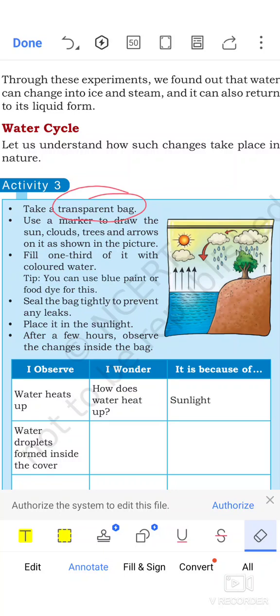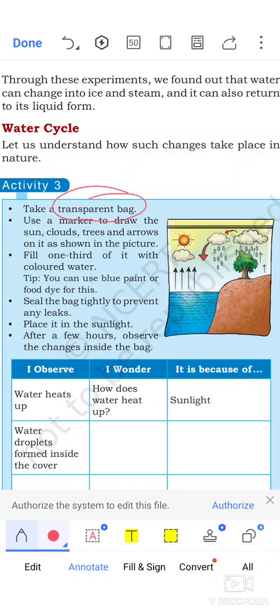So after a few hours observe the changes inside the bag. You have to observe what changes happen inside that bag. Okay. So observe first, that water heats up. How does water heat? Due to sunlight. As we all know, all the sources of water present on the earth, wherever we get water from, the sources on the land, all these sources get the sunlight, and due to that the water is going to heat.